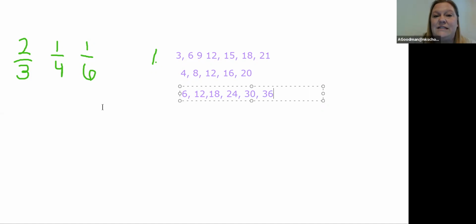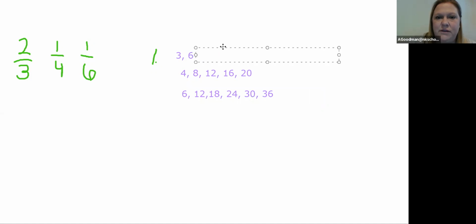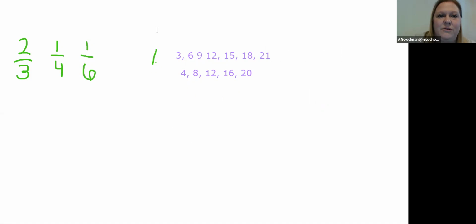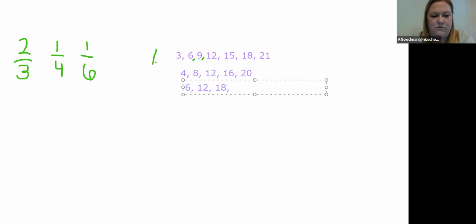Okay, so now we are going to try to find the smallest. I didn't put any commas in that one. I'll put a comma there, there we go. 6, 12, 18, 24. All right. We need to find the least common multiple, the smallest common multiple.